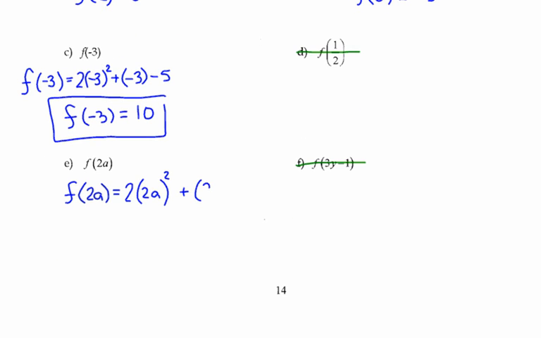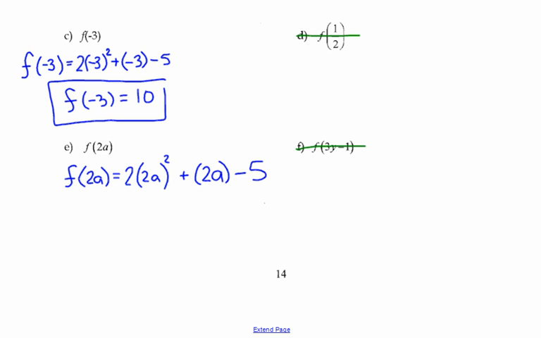Plus, and that's why we also need brackets when we replace. Okay, it's very important that we have brackets when we replace. So wherever we see an x, we put 2a. Now, obviously, you're not going to get a number answer because there's a variable in here. We're just going to simplify this. So what can we simplify here? What can we simplify in this process? 2a squared. What is 2a squared? 2a times 2a, which equals 4a squared.